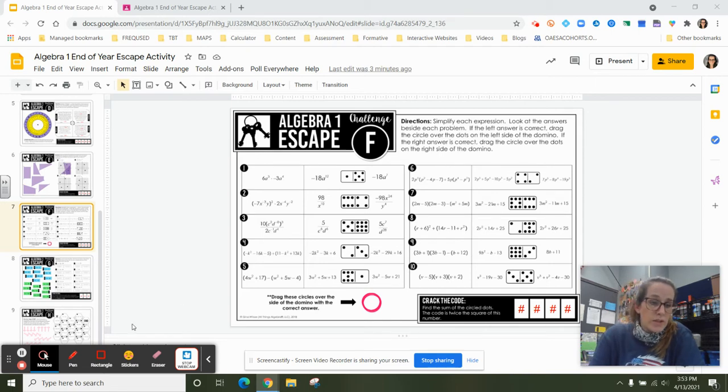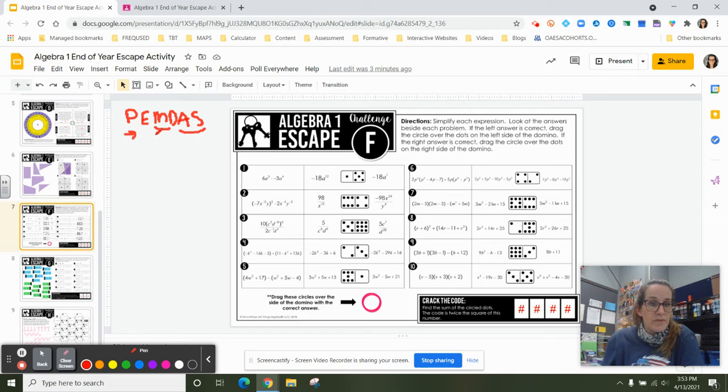Okay, so it looks like we're just evaluating expressions here. If we remember, whenever you're evaluating or simplifying expressions, you're following or using order of operations. We go in order to simplify. We go sort of backwards, or we undo when we solve.